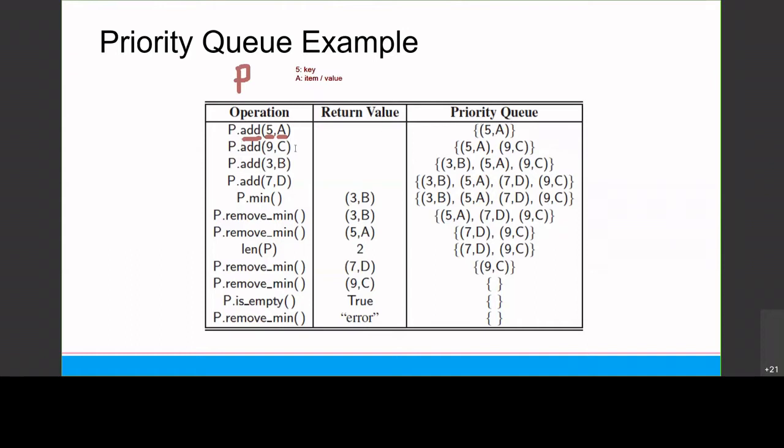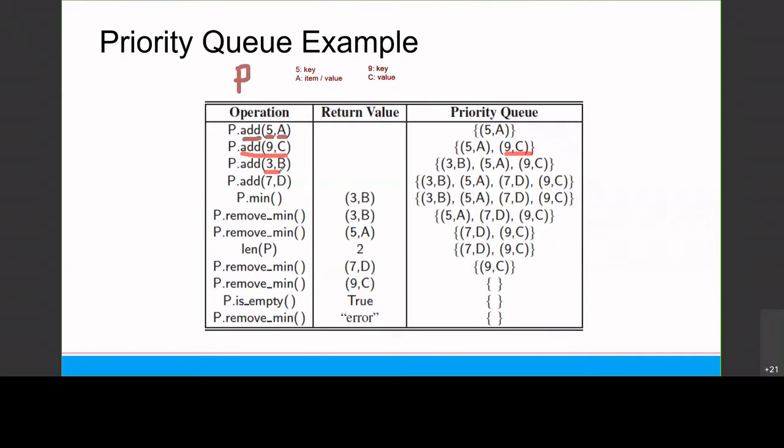Next, I want to add another value. I want to add C. So I want to add the key equals 9, and then I want to add C as the value. In this example, the smallest number means the higher priority. It depends on the problem, because in this one, the smaller number is the priority, so the smaller number 5 is in front. The higher number will be at the end. So when we have 9, C, it will be at the end.